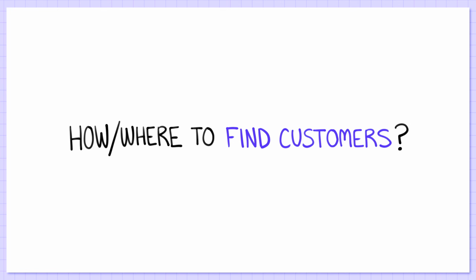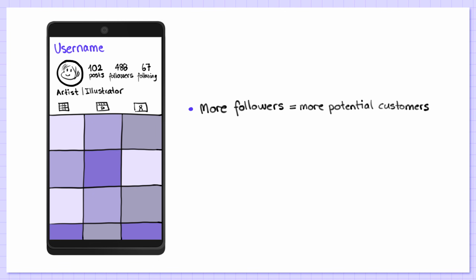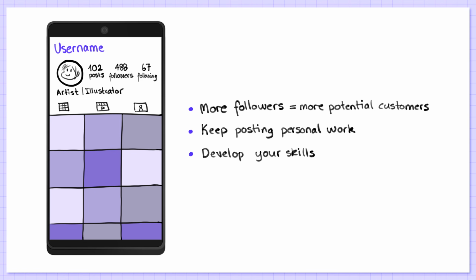And it's time for the ancient question. Now that you're ready to take on commissions, how do you actually get someone to order from you? Obviously, the bigger your social following is, the higher the chances for getting commission orders. And if you find yourself not getting any orders, you should keep posting personal work and developing your skills, as well as grow your following. This will all make it easier to get commissions in the future.